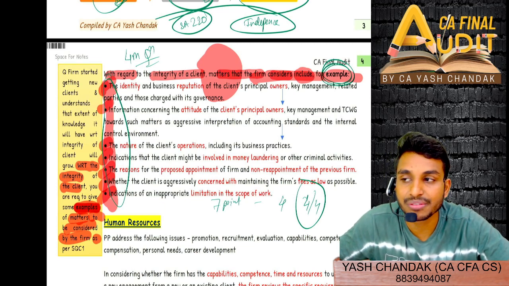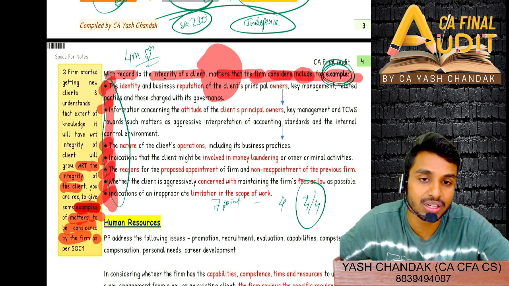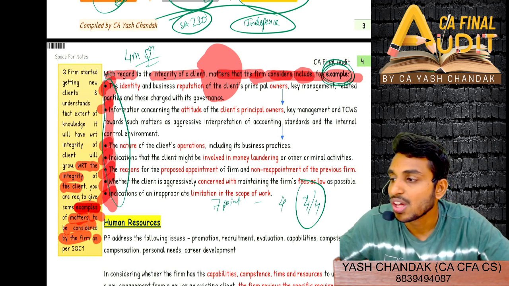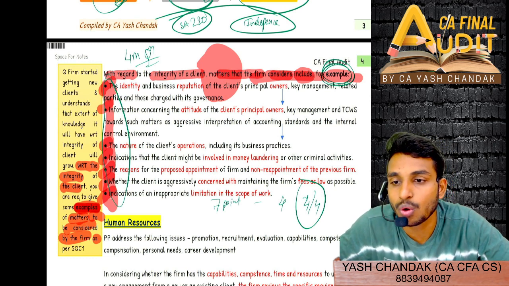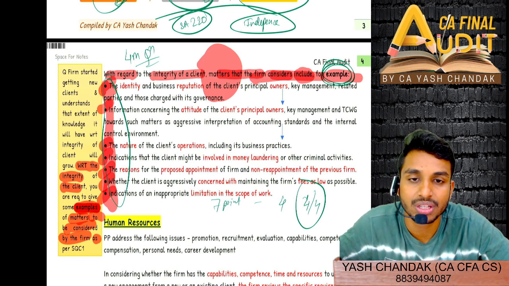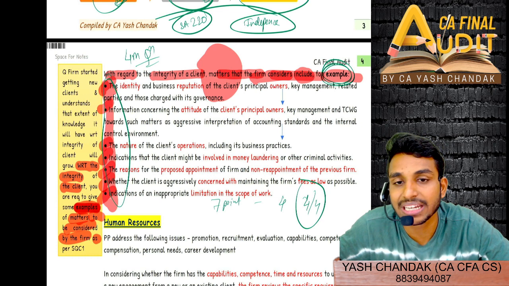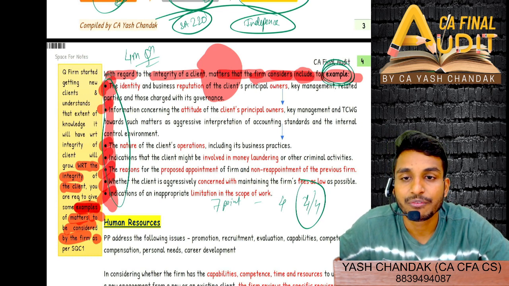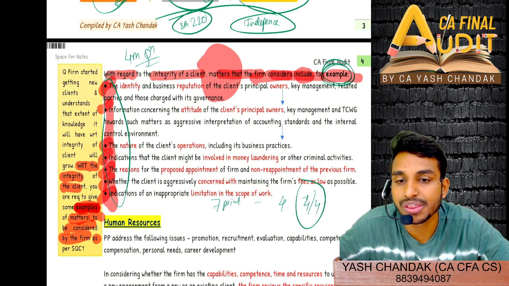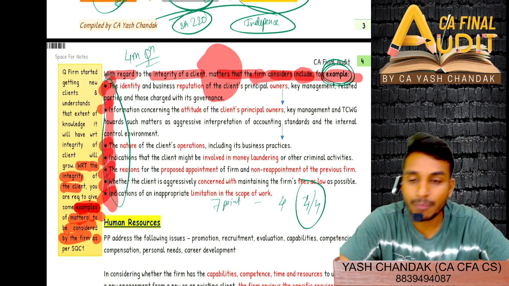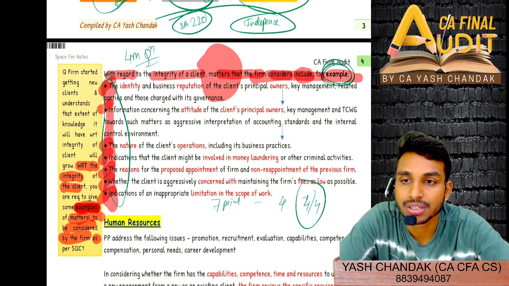We have to see the examples of the matters that the firm will consider with respect to the integrity of the client. So let's not look at the answer. I'll ask you only to provide some points based on your opinion: what all matters you think you should address, as an example, while addressing the integrity of the client. With regard to the integrity of the client, what points will you see? Yes, come up with certain points.